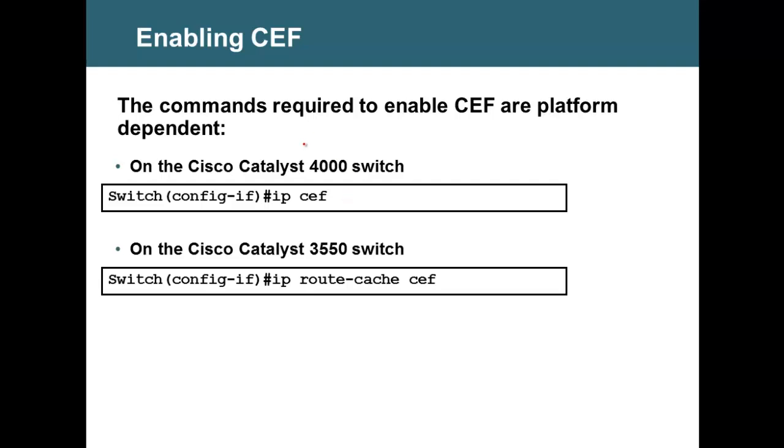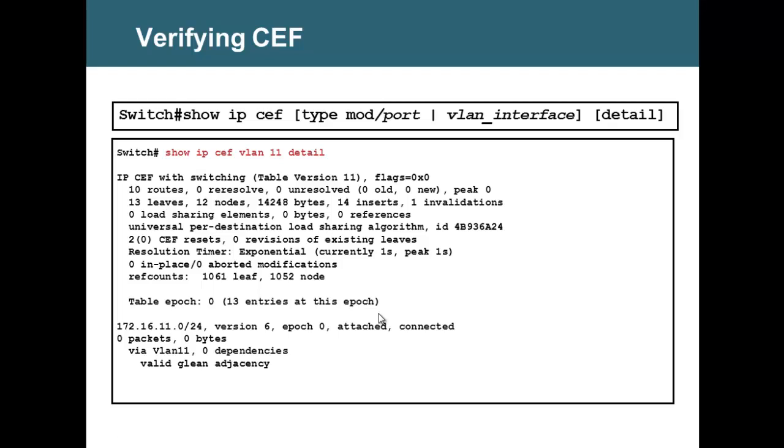Now, here they have shown an example of how to enable CEF on a particular switch. Here, this is the 4000 series. In the 4000 series, you enable CEF under the interface level like this. In the 3550, for an SVI, you enable it like this for the VLAN interface. So when I type show ip cef vlan 11 detail, it shows that for the VLAN level, ip cef with switching is enabled.